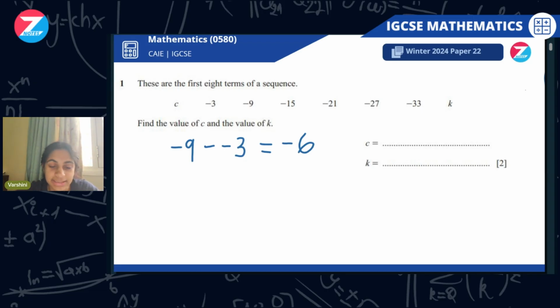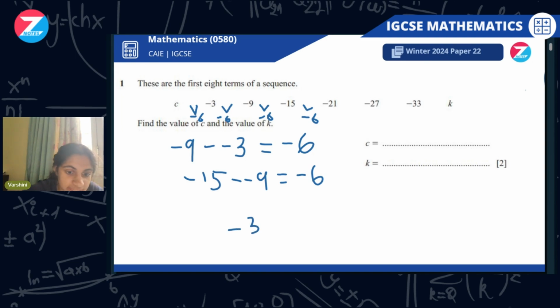So now let's find the difference between these two terms. So we know this is going to be minus 6. And to find the difference between this, again, we do minus 15 minus 9. And if you do that, you'll get the same answer, which is equal to minus 6. So we know that each of these are the same, and if you do it for all of these terms, it's going to be minus 6 again. So that means the difference between minus 3 and C is also going to be minus 6. And as we calculated over here, we know that minus 3 minus C is going to equal minus 6.